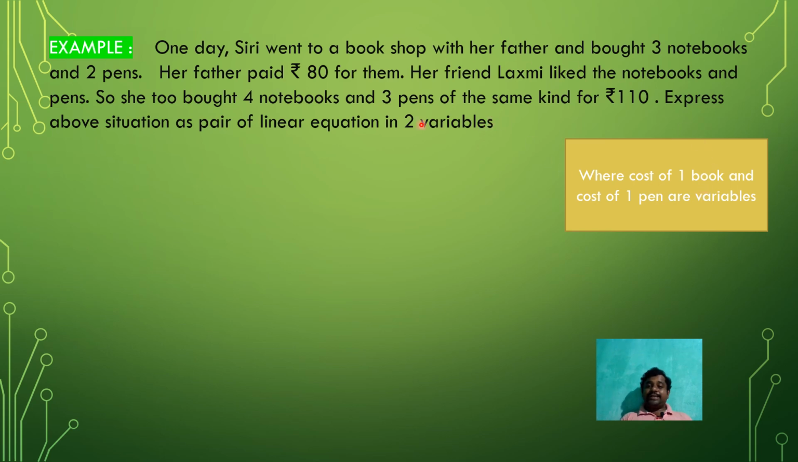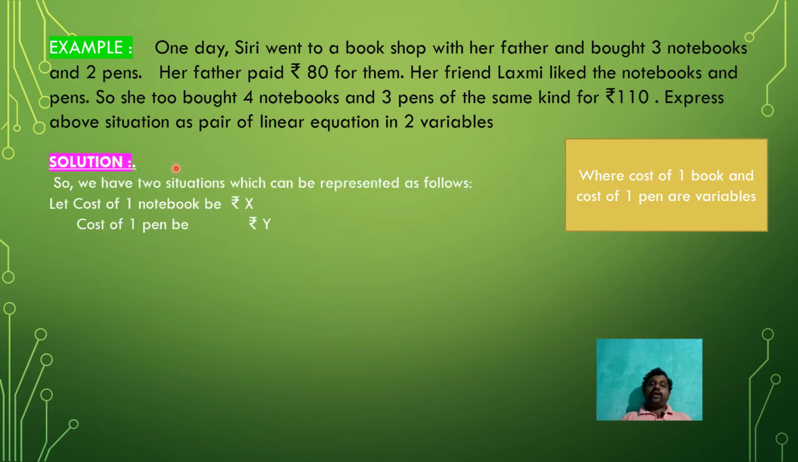Observe, what are the unknown quantities here? The cost of one notebook and the cost of one pen are the unknown quantities. These are taken as variables. Now for variables we can take x and y. So we have two situations which can be represented as follows.